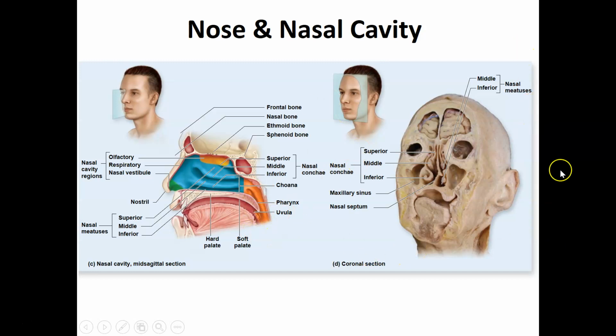On the right side of this slide is a coronal section of a human cadaver showing the nasal cavity. You have a left and right nasal cavity, and the main separator between them is the nasal septum. That's this structure. And you can also see the nasal conchae scrolling and projecting into the nasal cavity.